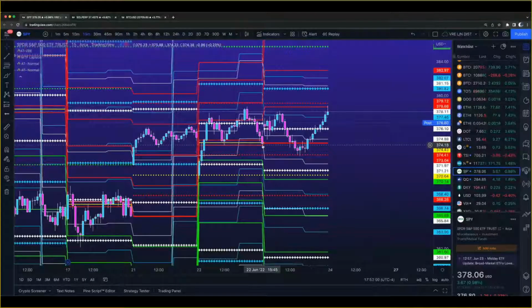Oh, good. It's liking it. It is definitely liking it. We got a nice bounce on the top of the weekly. Finish off the day strong. I mean, I like SPY.